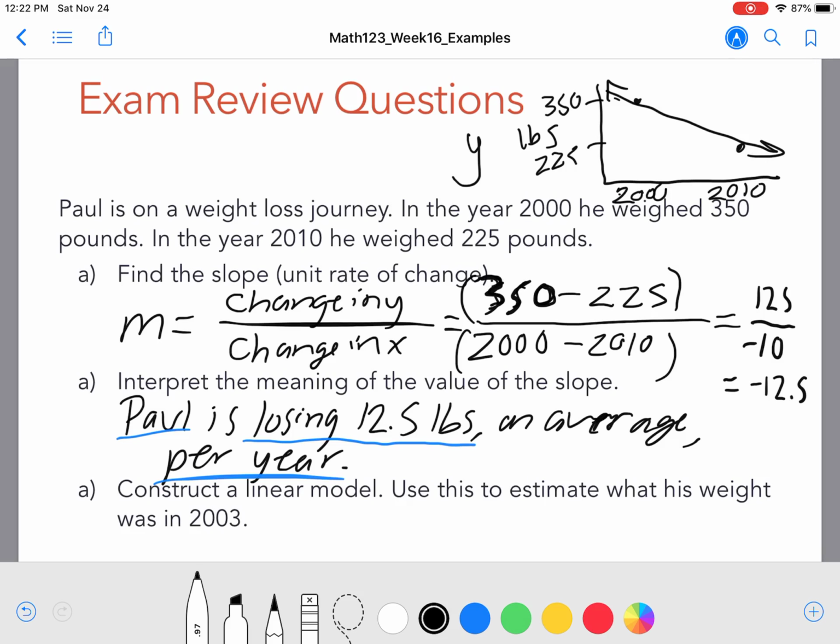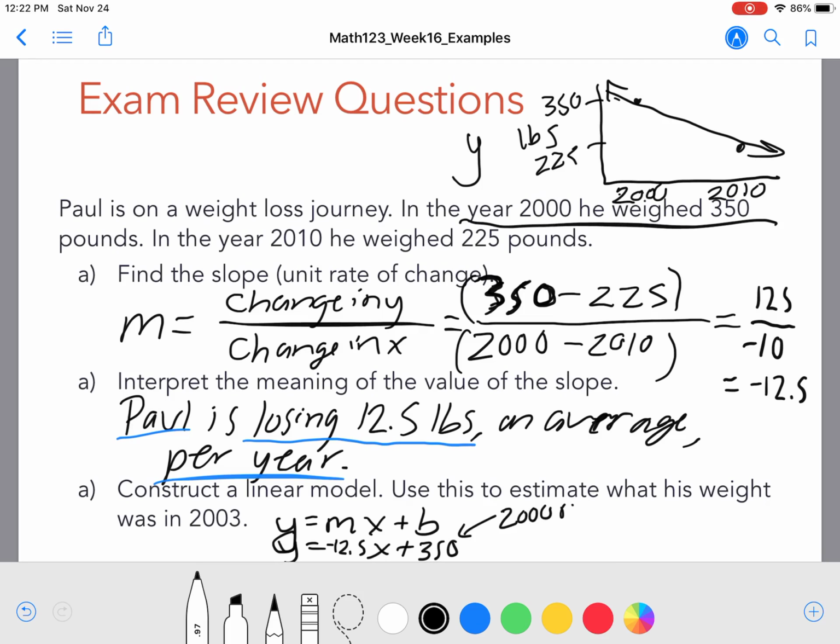So this last question is asking us to construct a linear model. So this is actually also on your formula sheet, y equals mx plus b. So the y and the x actually stay put. M we have to plug in. That's what we just found. That's that negative 12.5. And then plus b, that's our starting point. So in this case, you can either use 350 or 225. It doesn't matter. If I use 350 though, the thing that you need to keep in mind is that that means that I used the year 2000. 2000 is the starting point, okay?